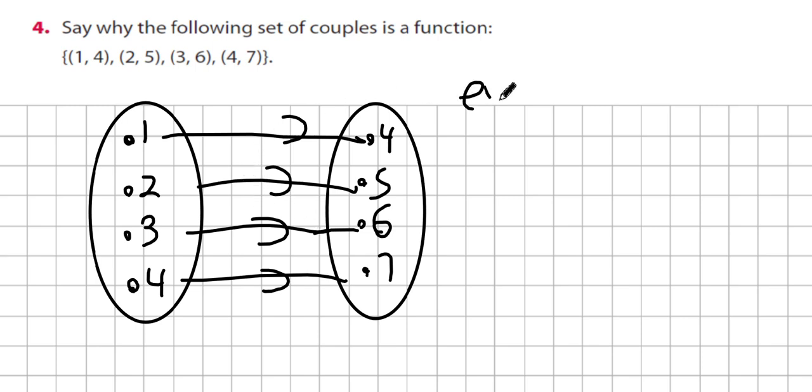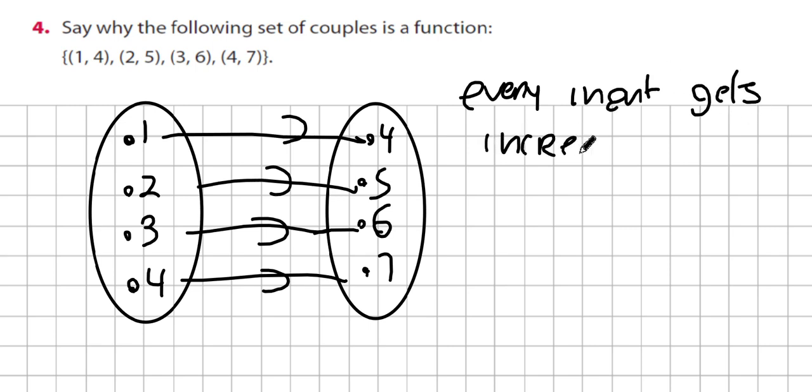Every input gets increased by? It doesn't get increased by 1. How does 1 turn into 4? How does 2 turn into 5? They all share the same rule, don't they? Every input gets increased by 3. This means the function did the same thing to every input.